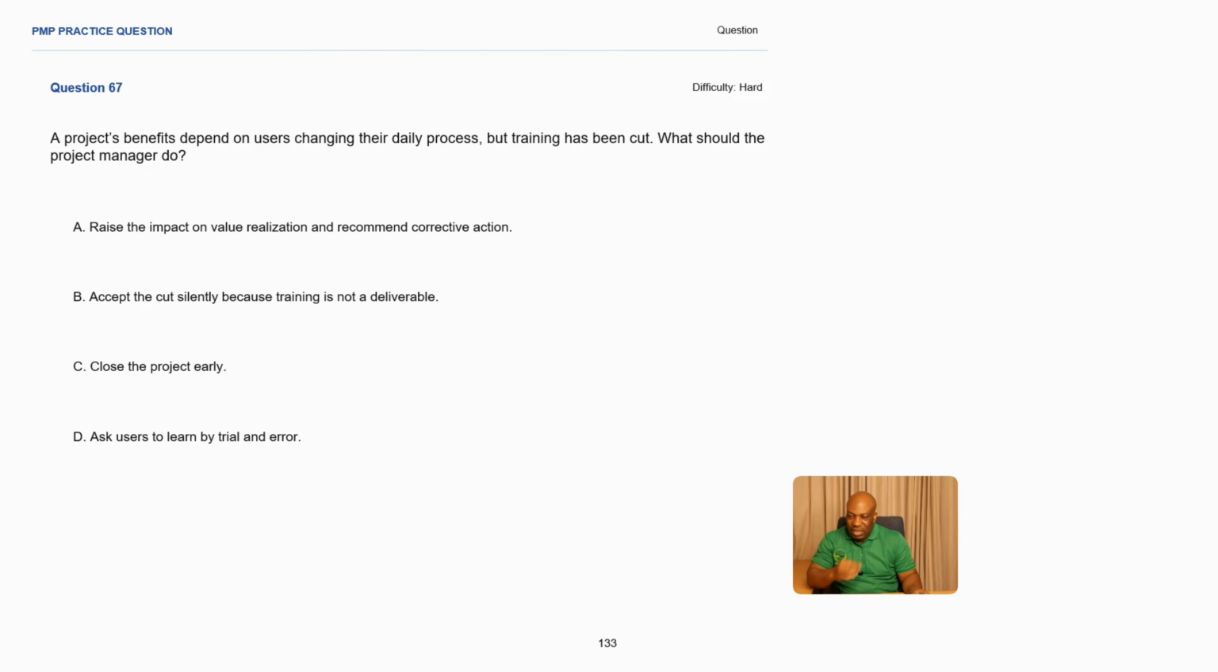Then practice question number 67. A project's benefits depend on users changing their daily process, but training has been cut. What should the project manager do? So our problem statement here is that project benefits depend on users changing their daily process, but training has been cut. So we don't have training here. What should the project manager do? A is to raise the impact on value realization and recommend corrective action. Okay, I like the words value realization and impact. So I'll leave this one out for now.